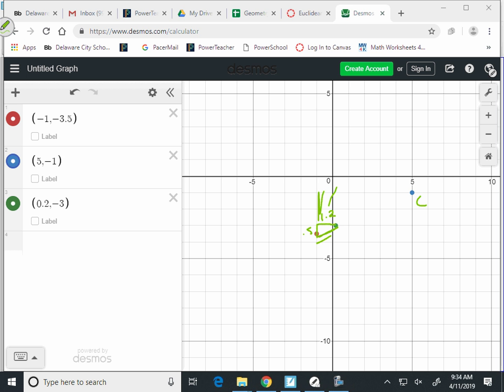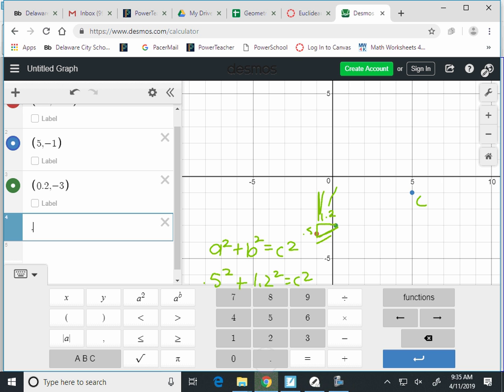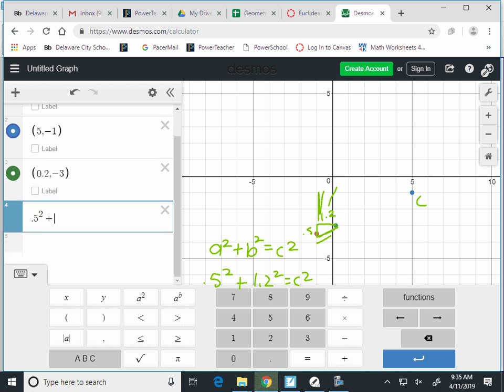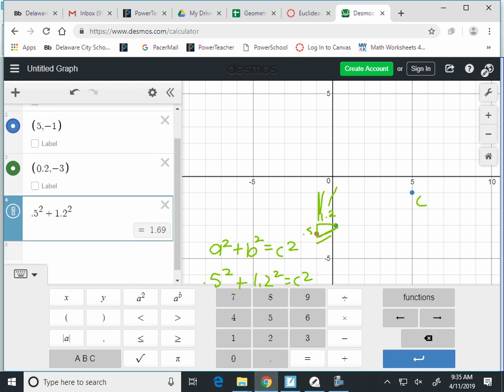Okay, so when we do Pythagorean theorem, we use Pythagorean theorem to find your distance. A squared plus b squared equals c squared. We get 0.5 squared plus 1.2 squared equals c squared. When we type that in, we're going to do 0.5 squared plus 1.2 squared, and we get 1.69.